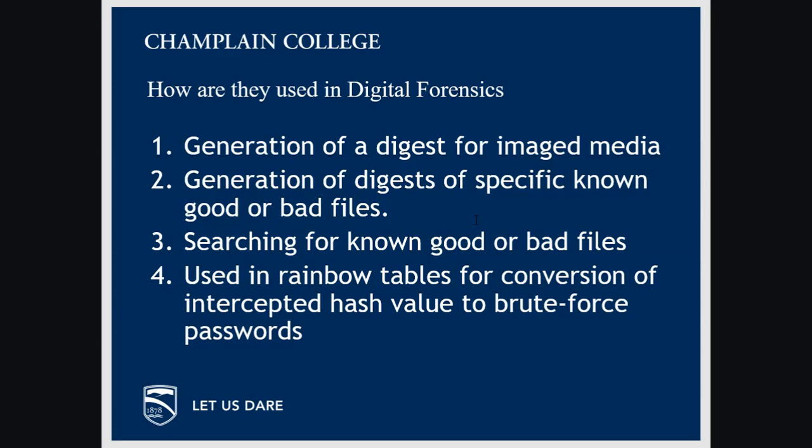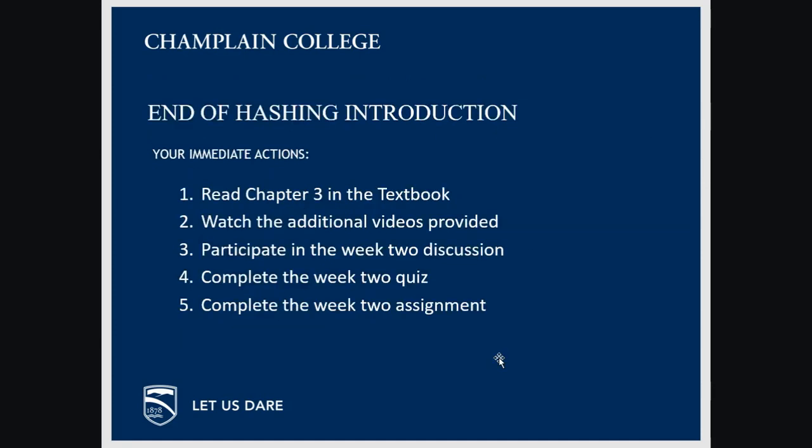We also use them in something called rainbow tables that you might want to look up. This is for the conversion of, let's say, an intercepted hash value to a brute force set of passwords. So we can take a hash value that was intercepted, let's say when somebody was trying to log into a system, and convert it back to the original password value, so that you can actually use it from that perspective. So that's kind of the end of the introduction.